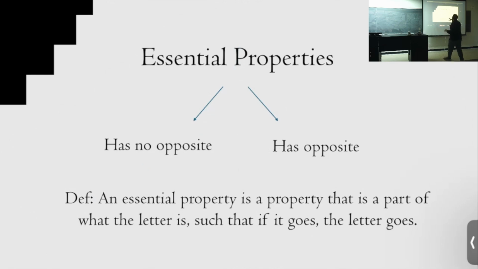Then we have properties that have no opposite. It's just that this letter has this unique property, something very unique to a certain letter, so we have to talk about it. Okay? But the ones that have opposites, every letter has to do something with it. Therefore, you have to actually look at it more clearly. Okay?